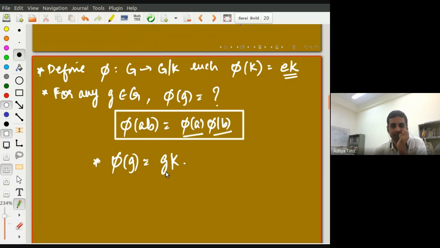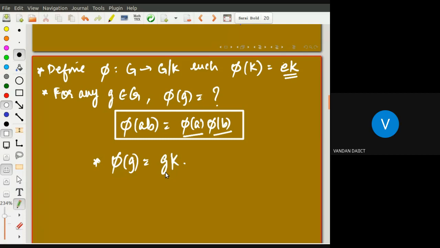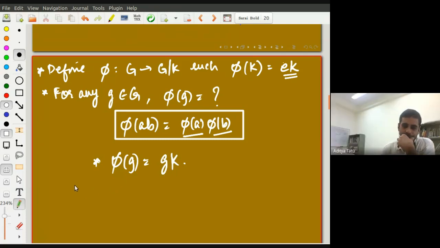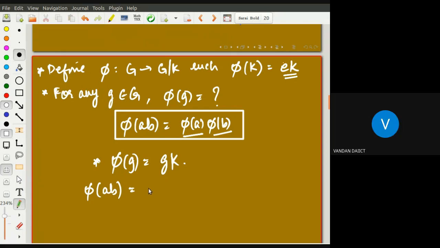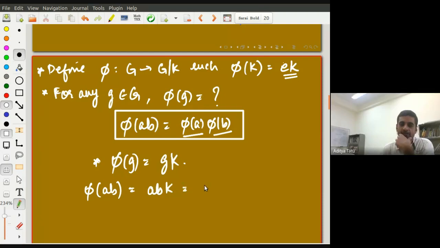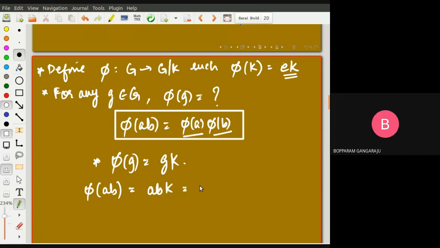Is this making sense? Yes, sir. Is this a homomorphism? What is phi(AB)? It is phi(ABK), and what is ABK? Phi(A) into phi(B). So that is what you have to show. AKBK. This is AKBK.